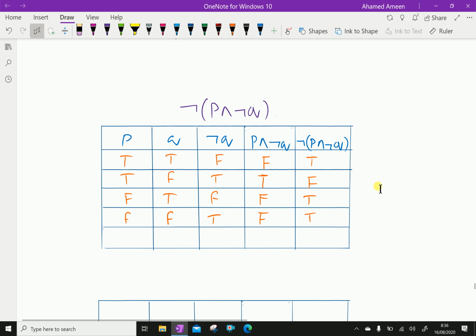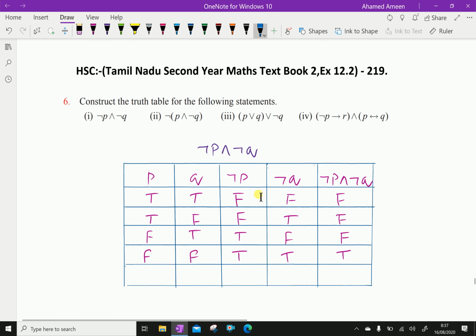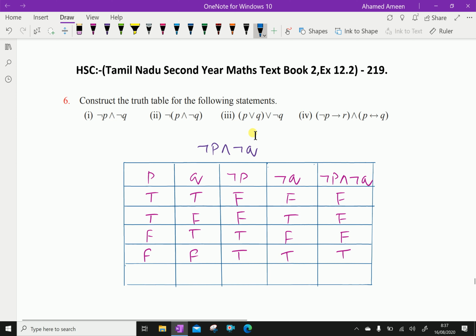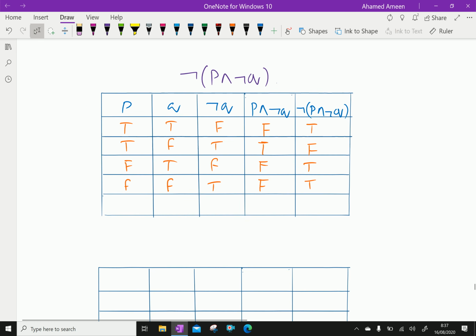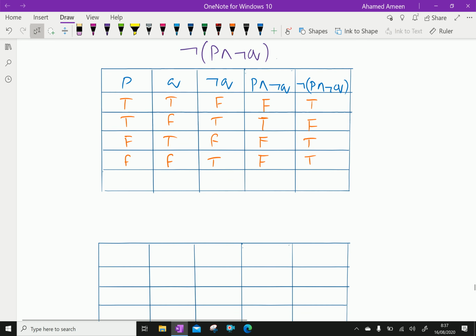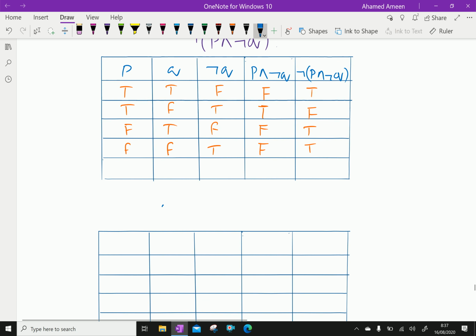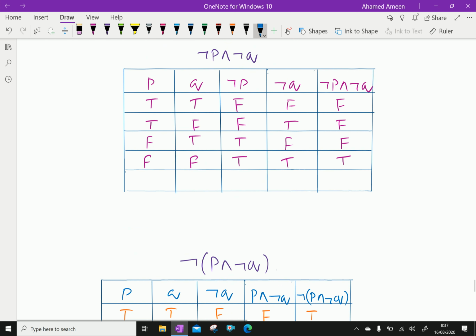Now the next question, question number 3: P disjunction Q, disjunction of negate Q. Let us write first the truth table of P disjunction Q, disjunction of negative Q. Here these are the truth tables we can write.